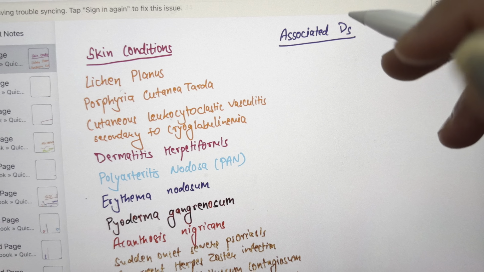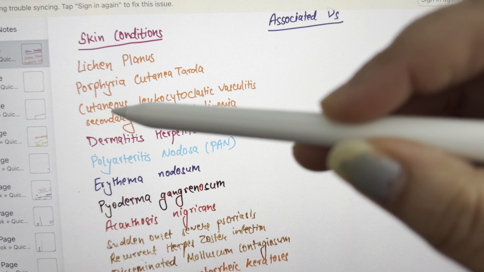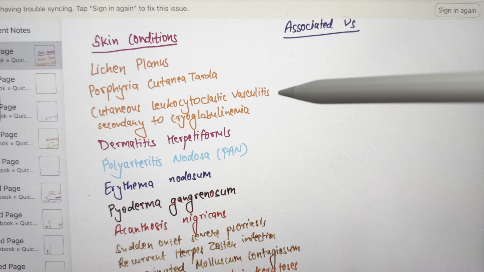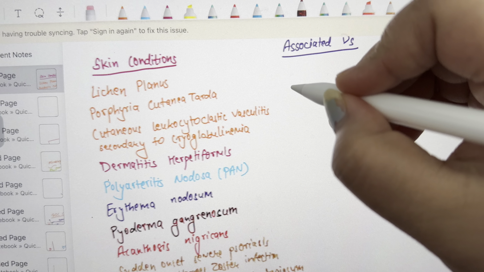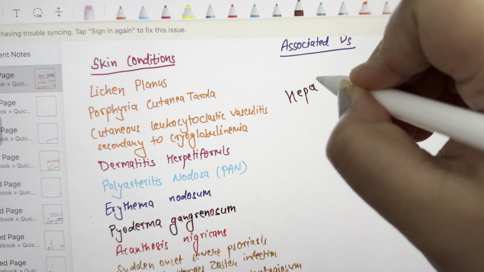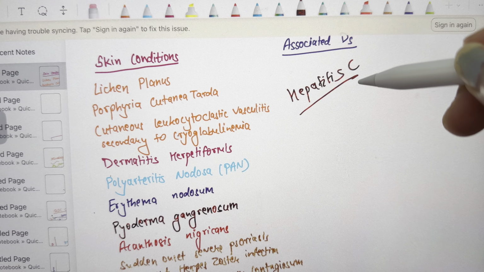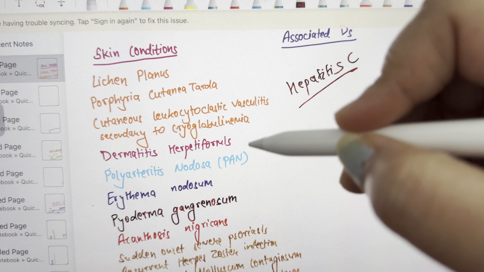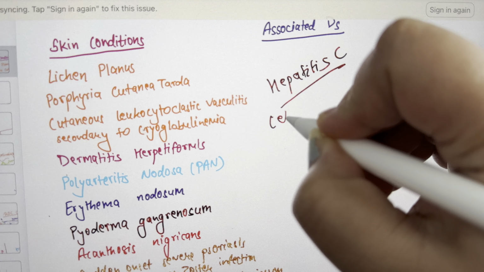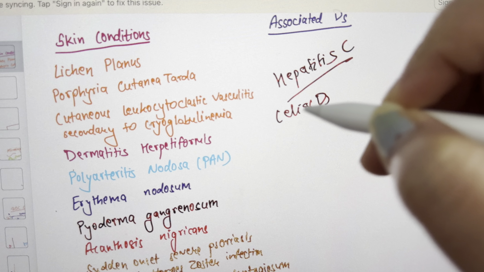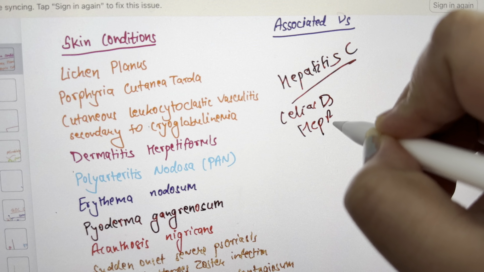Starting with the skin conditions, first I'd like to talk about Lichen Planus, Porphyria cutanea tarda, and cutaneous leukocytoclastic vasculitis secondary to cryoglobulinemia. If these skin conditions are seen, then we need to think about one condition, and that is hepatitis C. So these are associated with hepatitis C. If there is Dermatitis Herpetiformis, then that is celiac disease. If it is PAN, polyarteritis nodosa, then we need to think about hepatitis B.